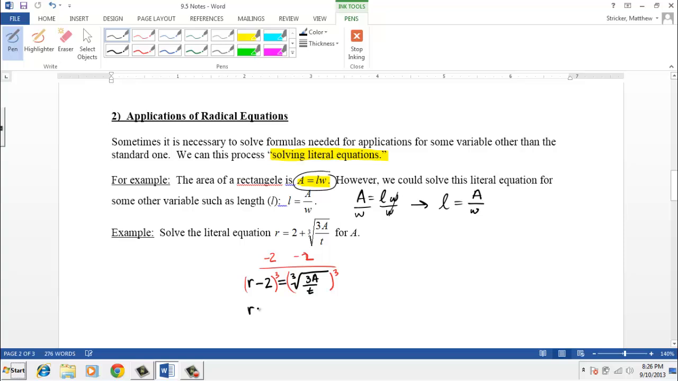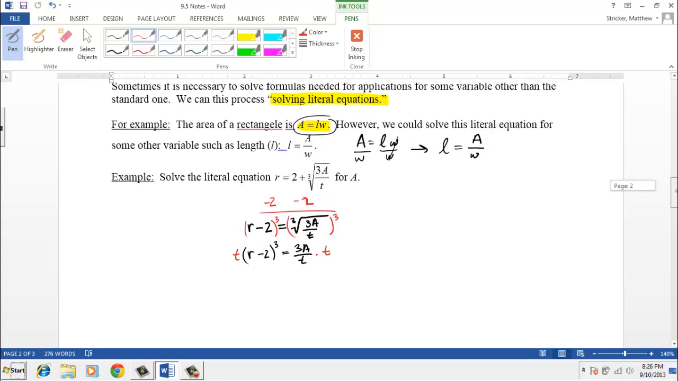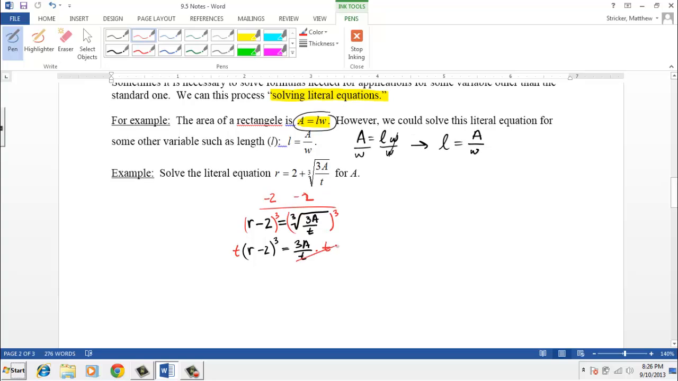So then our equation becomes (r minus 2) cubed equals 3a over t. Notice we're still trying to get the a by itself. So now we could multiply both sides by t to get rid of our denominator, which gives us t times (r minus 2) cubed equals 3a. And we still don't quite have a by itself. Our last step is to divide by 3.